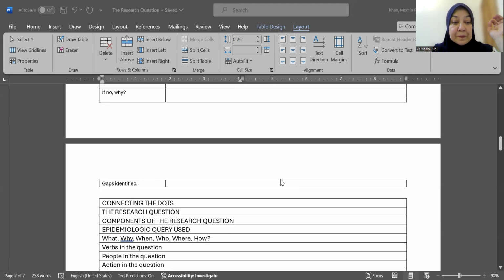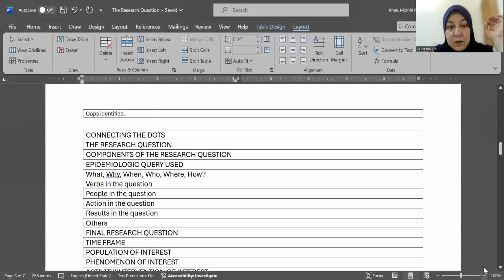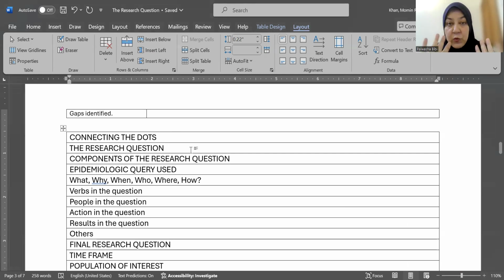So today, the exercise is called connecting the dots. Let me just increase the size. The exercise is called connecting the dots. The first part here is: what is my research question? I told you this is nobody's research question. What I'm typing here is nobody's research question. This is just for exercise, and I don't expect anybody of you to pick up this research question.